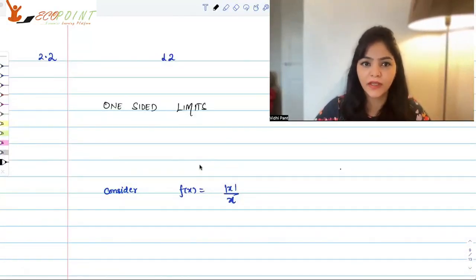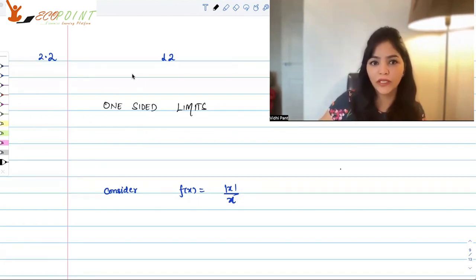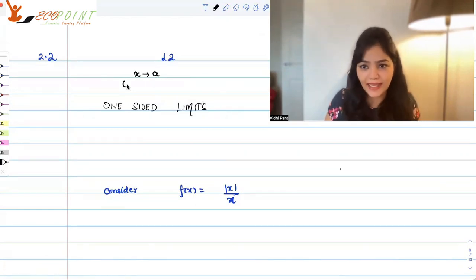Previously in calculus, I started the concept of limits. Therein, we were interested in figuring out what is the limit of a function, say f(x), as x is tending towards a. Now, when we are talking about x approaching a, this could be from any side, either of the two sides, because we're working on a one variable function.